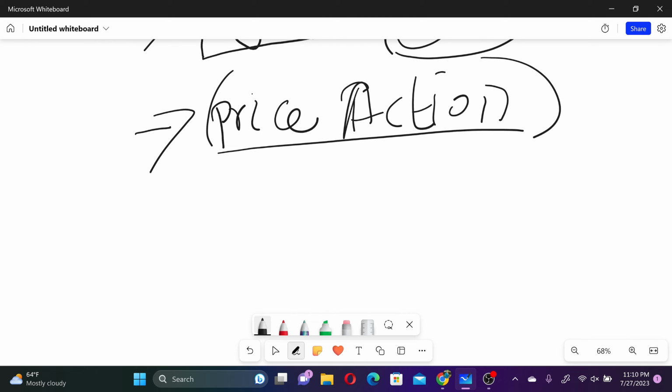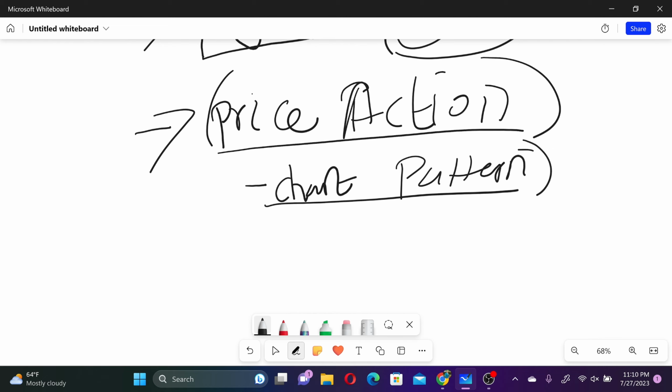Price action consists of a lot of things, but I'll just talk about one thing here: you can learn about chart patterns. Chart patterns are how the market forms a certain shape on the chart. For example, let me just give you a chart that is not even available. You can just check the market.